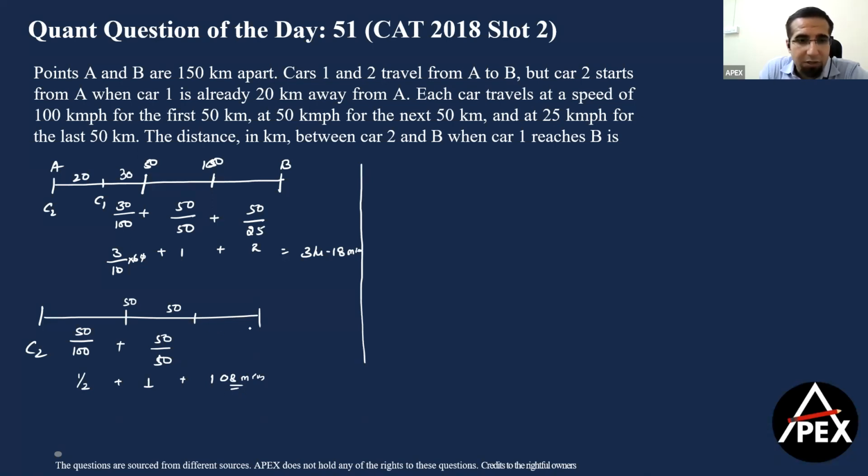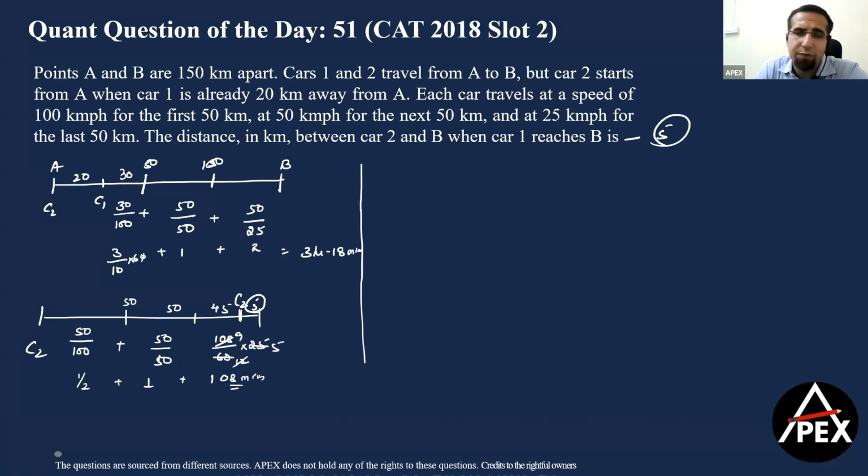Clear? Which means in the next 108 minutes, this car will travel 108 divided by 60 times 25. So this is 45 kilometers is what car 2 travels when car 1 reaches. So of the last space of 50 kilometers, therefore, the gap is going to be only 5. And therefore, the answer for this question is going to be 5.